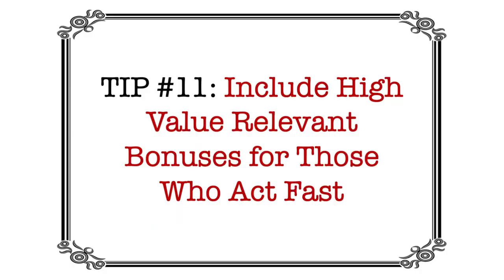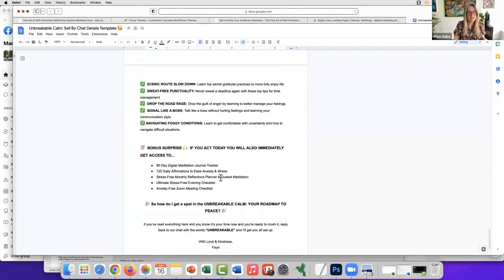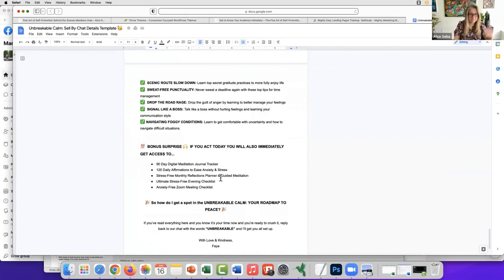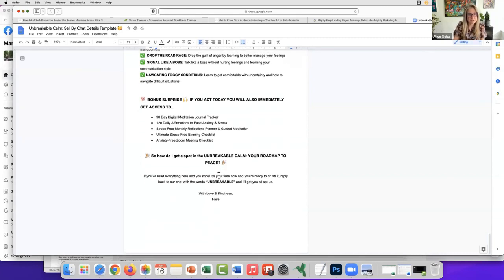Tip number 11, include high value relevant bonuses for those who act fast. Then it says bonus surprise. If you act today, you will also get immediate access to, and that's brilliant. I love it, right? Smart to have those if you act today. It would be easier to do this if she was speaking to the person, right? To say, can I sign you up today? And she doesn't want to do that hard pitch. So I totally get, she might not want to be on the phone with them, but it makes it more of an urgency thing if she was able to do it that way.